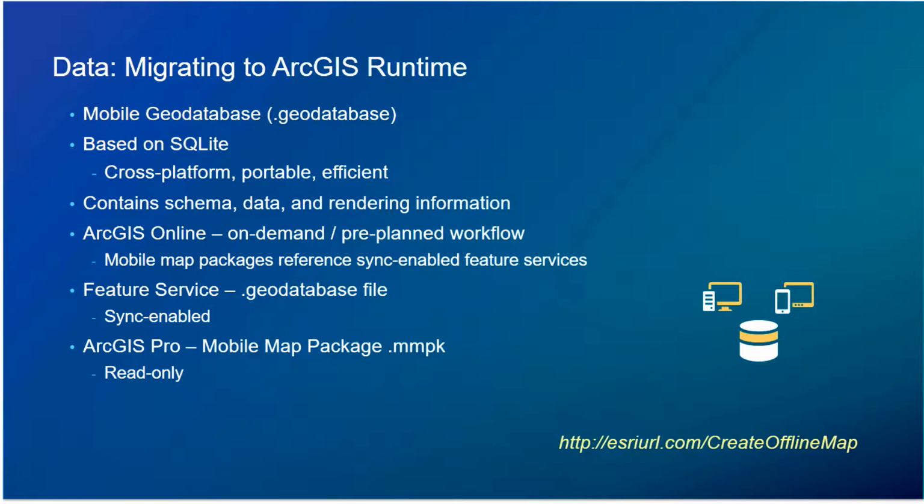They can come from ArcGIS Online, either via an on-demand workflow where you connect to a service and you request an extract of that database, you download that to the client, do some editing and synchronize, or perhaps it's just a one-way download and you bring down deltas. That would be considered an on-demand workflow where you're connecting to the service in an ad hoc way.